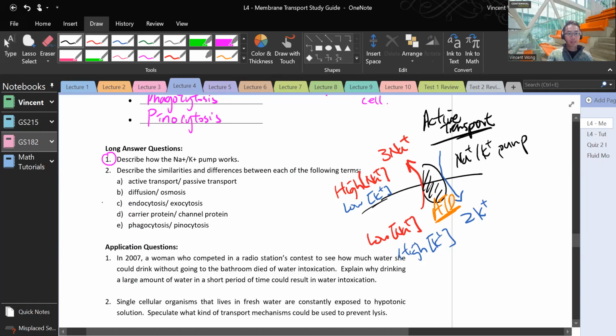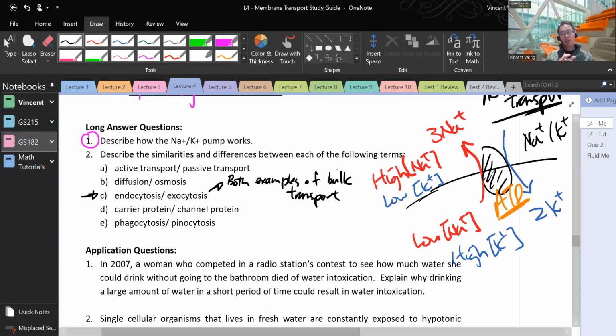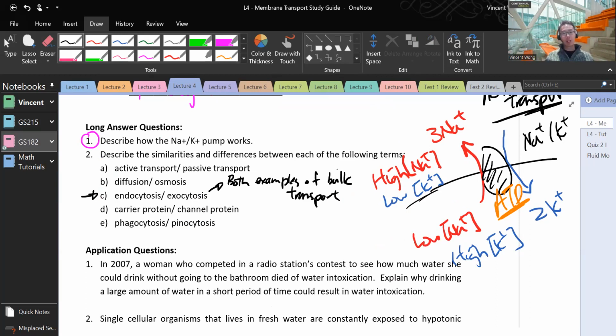Okay. So endocytosis and exocytosis, how are they similar? Okay, so they are both examples of bulk transport. They both involve bringing in a large amount of substances or expelling a large amount of substance. Rather than moving individual molecules, you are moving them in large quantity.